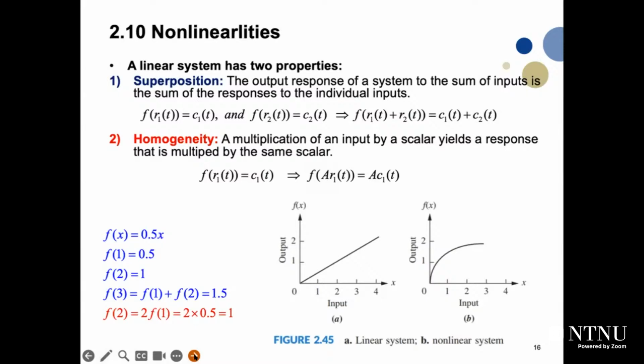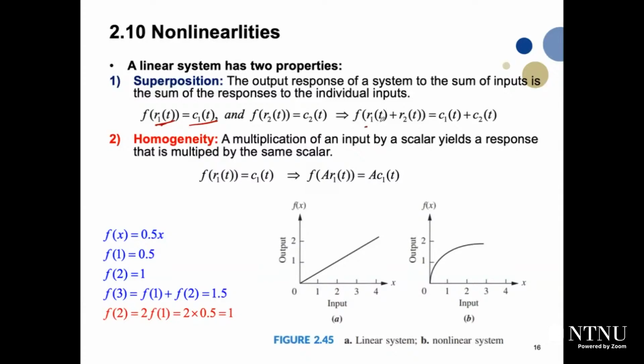So quickly, we need to finalize this unit with section 2.10, where we talk about non-linearities. Quickly, a linear system has two advantages. One is superposition, which means the output response of a system to the sum of inputs is the sum of the responses to each individual input. So something called superposition. If you have a system and you act on this system with an input equal to R1 of t, you will get C1 of t. If you act with R2 of t, you will get output equal to C2 of t.